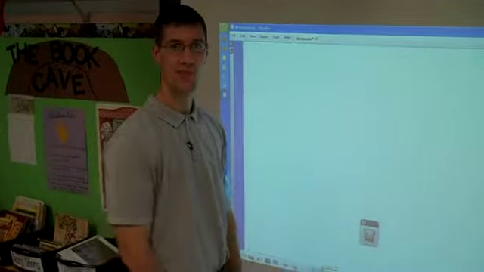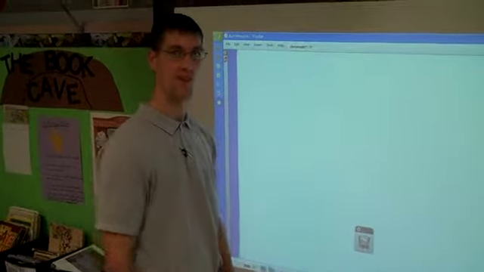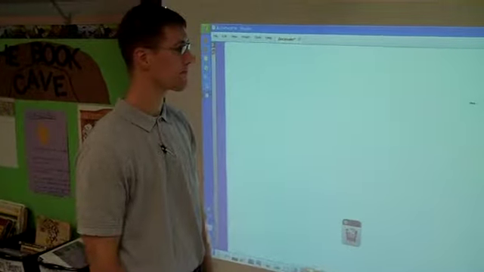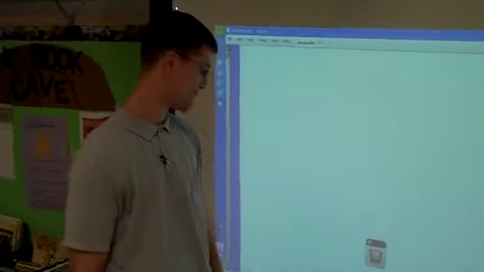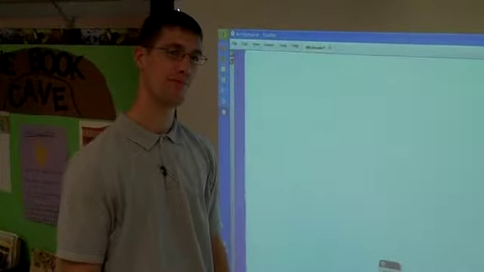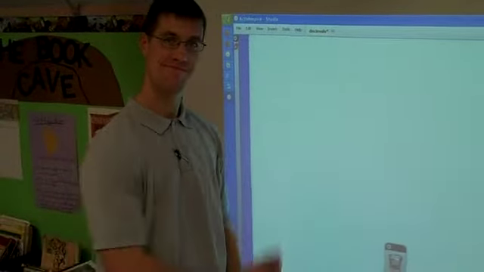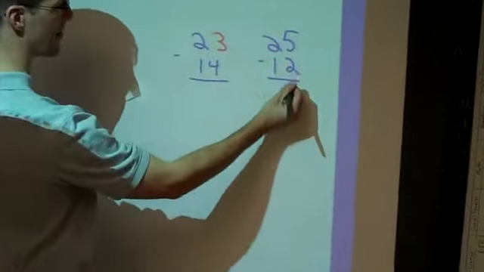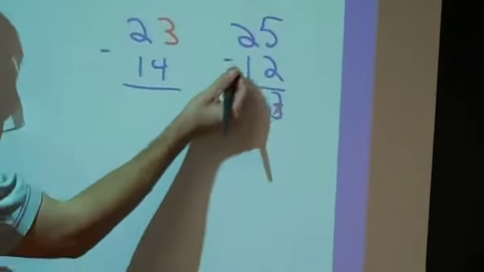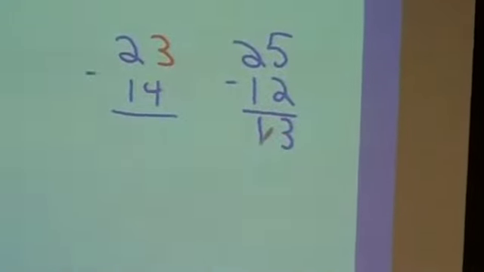Hi, it's Mr. Miller. I'm here to talk to you about regrouping. One day, I was doing some subtraction problems. I was bored, so I decided to do some math. 25 minus 12. 5 minus 2 is 3. 2 minus 1 is 1. 13.